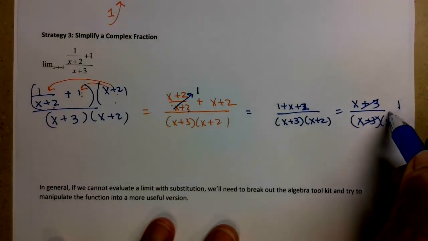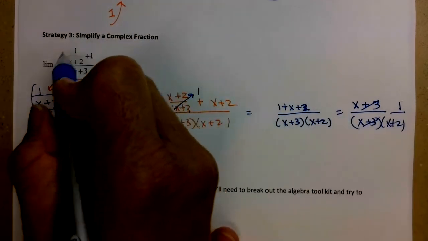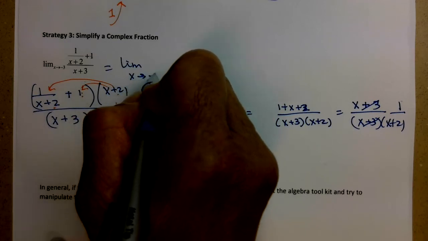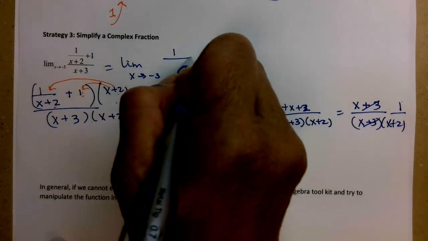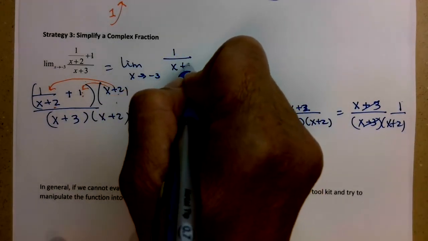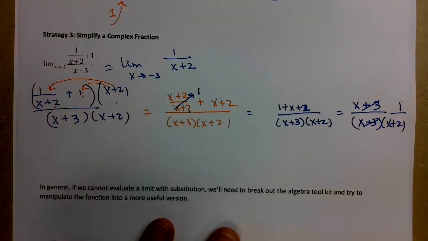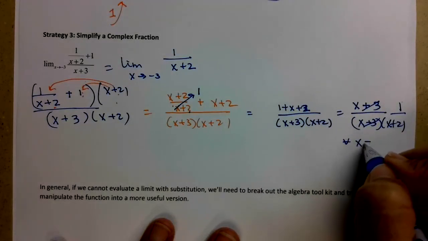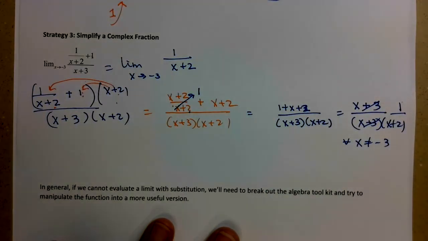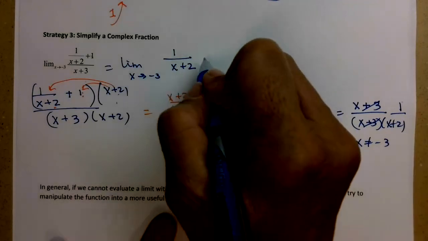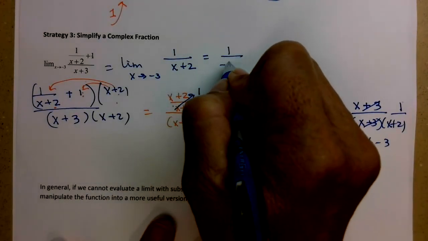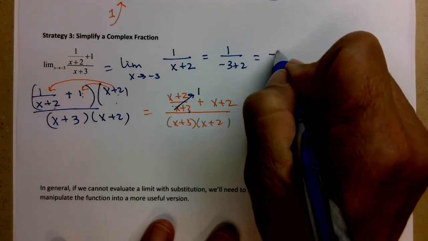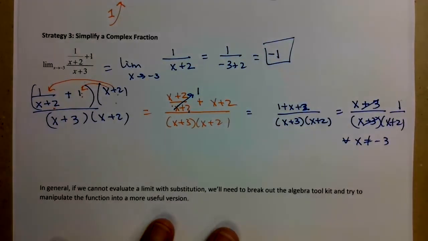So I now see that the complex fraction I started with is equivalent to the expression 1 over x plus 2, again for all x not equal to negative 3. So now I can plug negative 3 into this thing because that does not cause me grief. And it looks like I'm going to get a negative 1 for my answer.